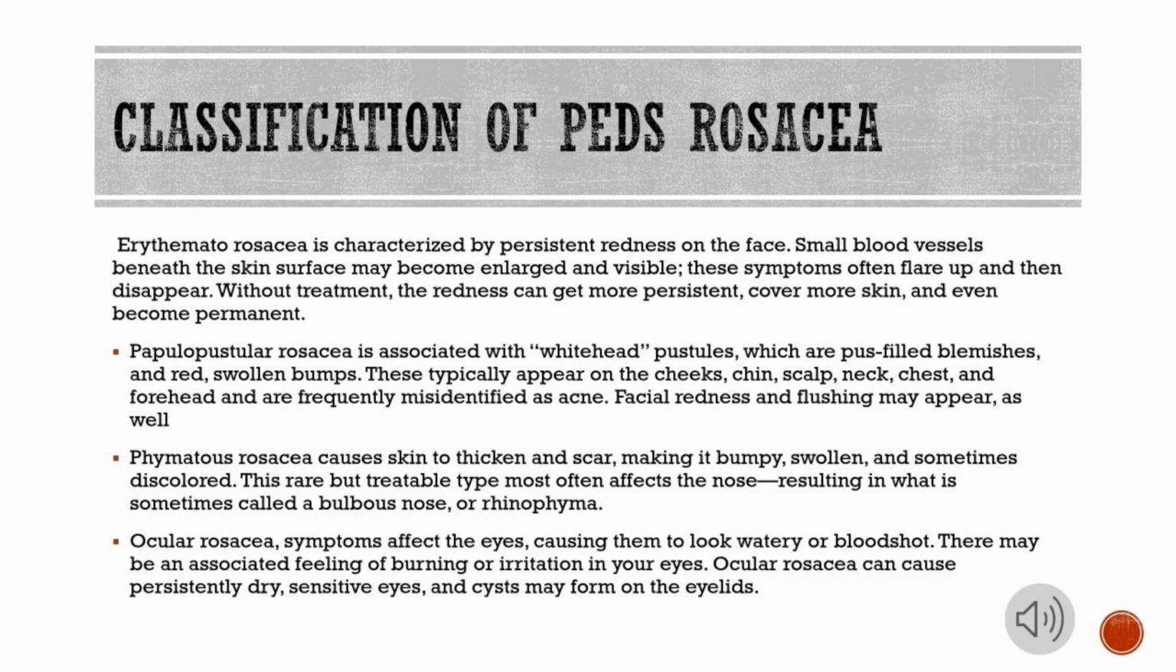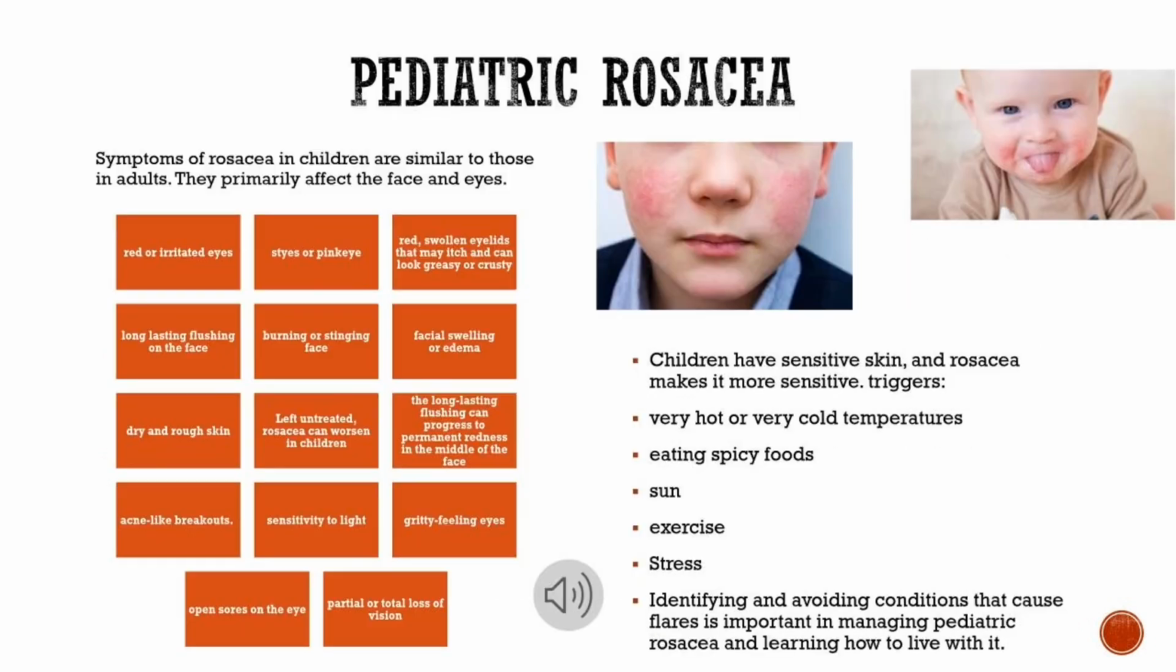Classification of peds rosacea. Erythematous rosacea is characterized by persistent redness on the face. Small blood vessels beneath the skin surface may become enlarged and visible. These symptoms often flare up and then disappear without treatment. The redness can get more persistent, cover more skin, and even become permanent.